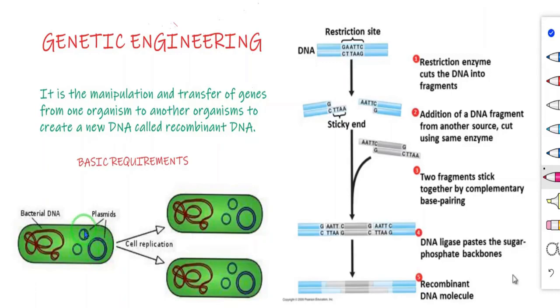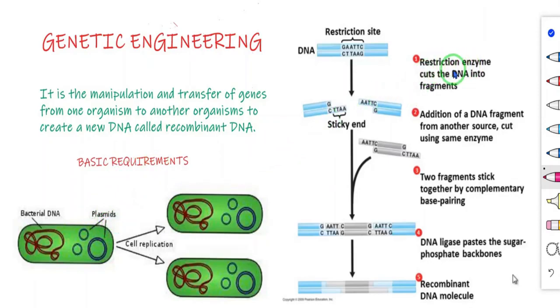So this plasmid is a small circular double-stranded DNA molecule. These plasmids can replicate independently. The presence of plasmid in bacteria means it can undergo replication independently along with the chromosomal DNA. So that is the first basic requirement.